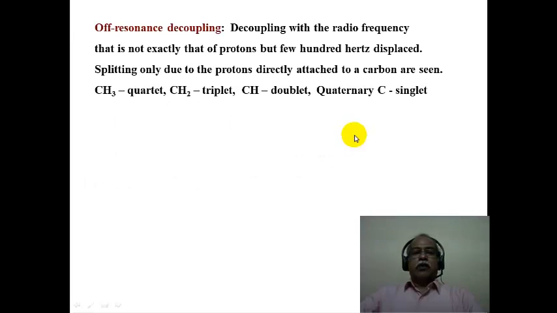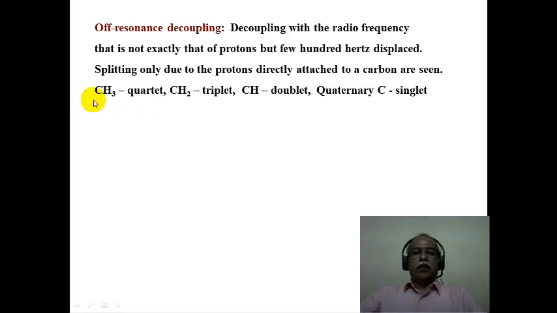Another technique that is used in carbon-13 spectroscopy is the off-resonance decoupling. The decoupling frequency of the proton is not exactly matched, but it is offset by a few hundred hertz. Therefore, only the splitting information due to the protons that are directly attached to the carbon are seen here.